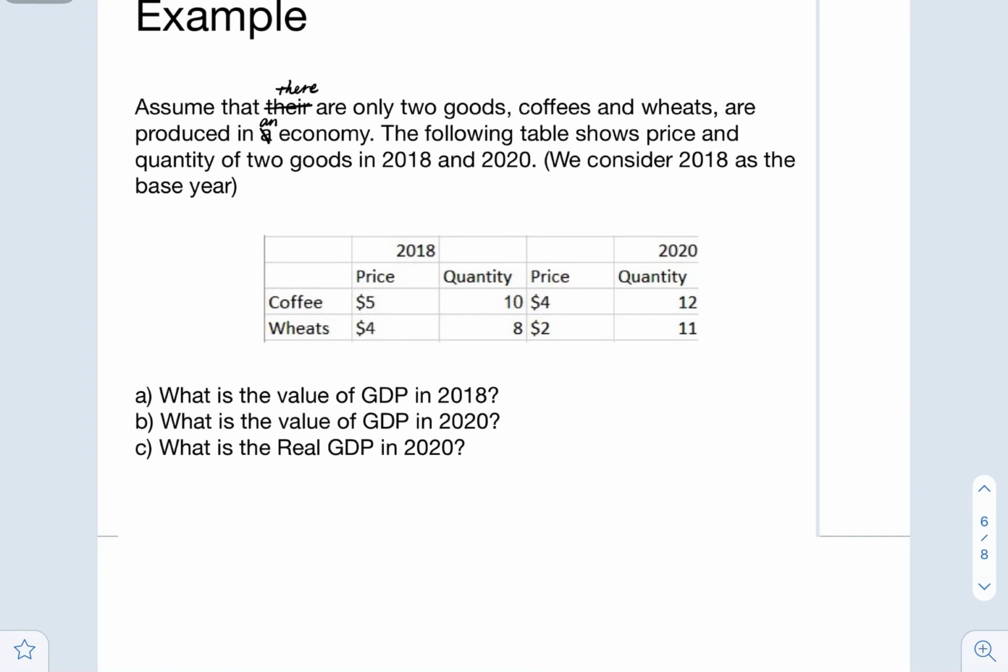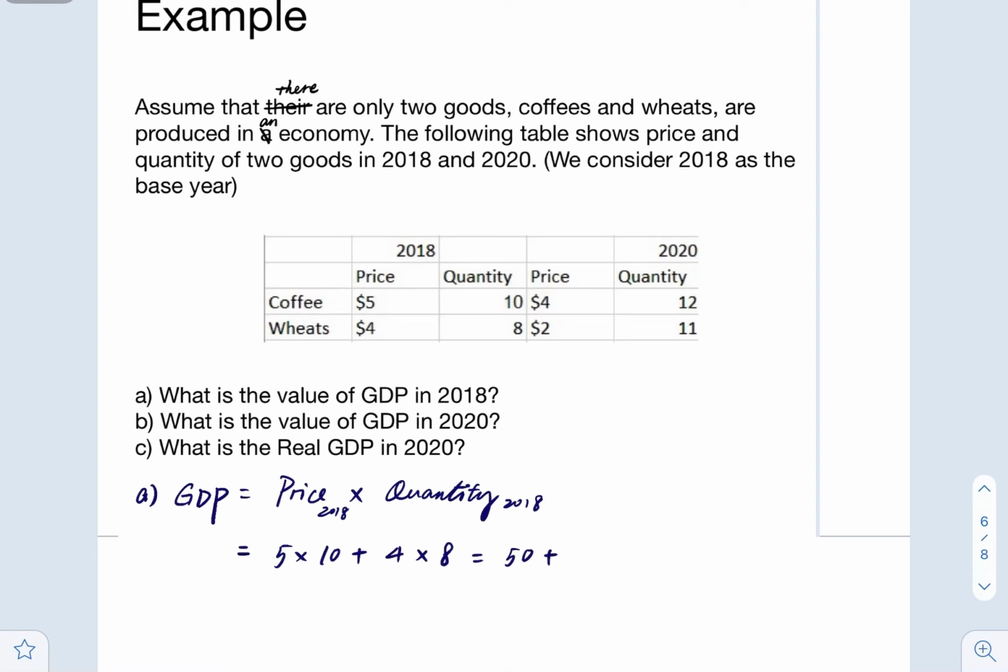The first question is the value of GDP in 2018. We know that GDP equals price times quantity, and it says 2018. So we have coffee's price and coffee's quantity in 2018, and wheat's price and wheat's quantity in 2018. It equals 50 plus 32, which is 82.